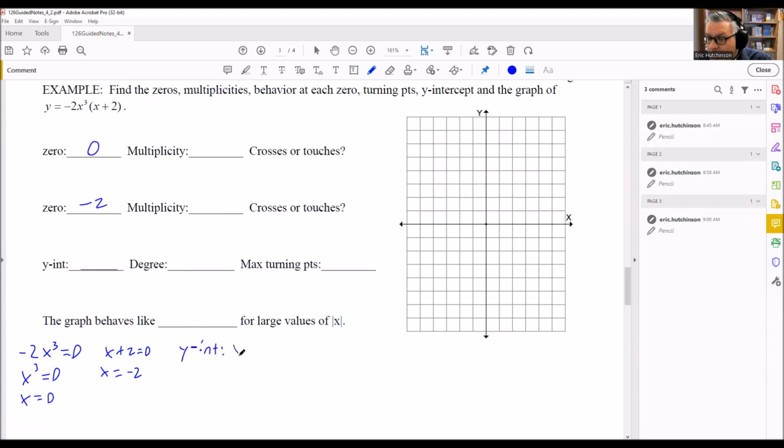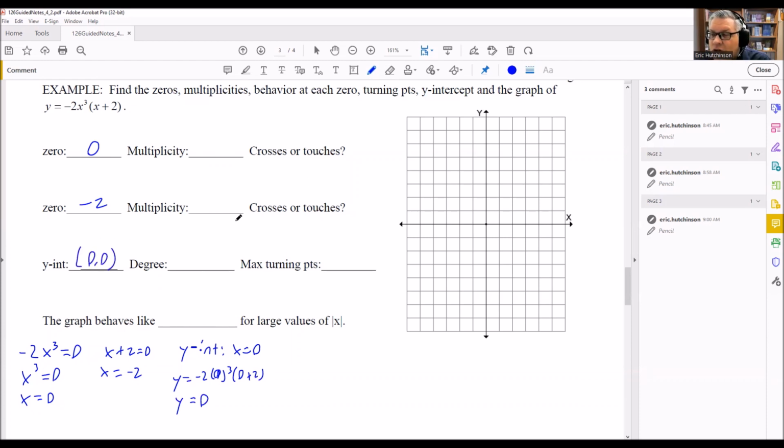For the y-intercept, that is when x equals 0. So for x equals 0 here, we put that back into the original one. So y equals negative 2 times 0 cubed, 0 plus 2. And because we have a 0, 0 times anything is 0. So all that cancels out, and I just get a 0 for that. So y-intercept would be 0, 0.